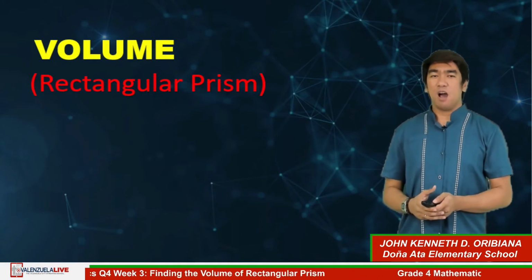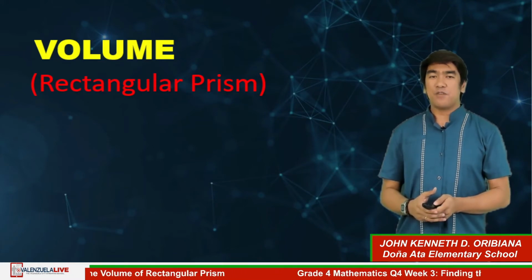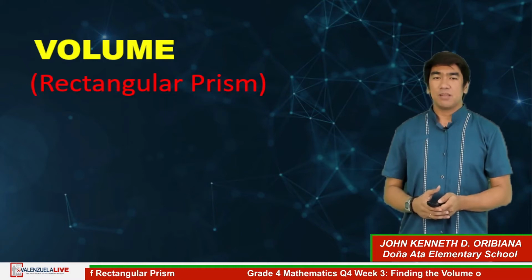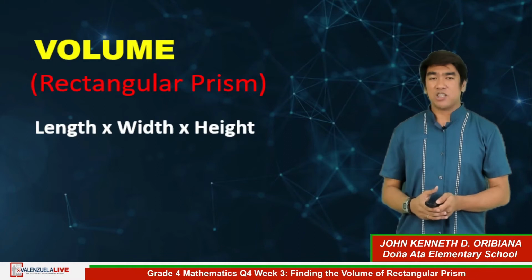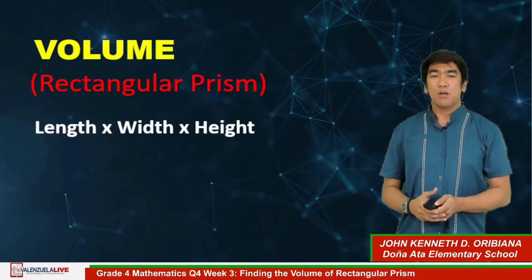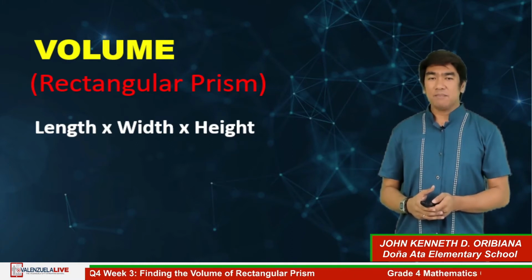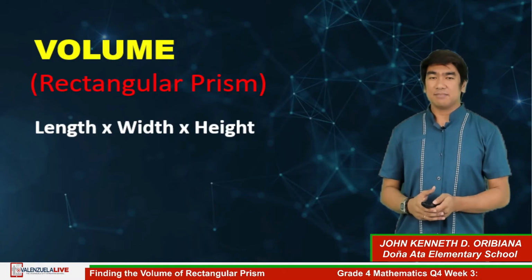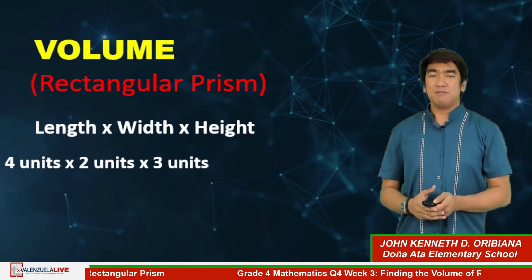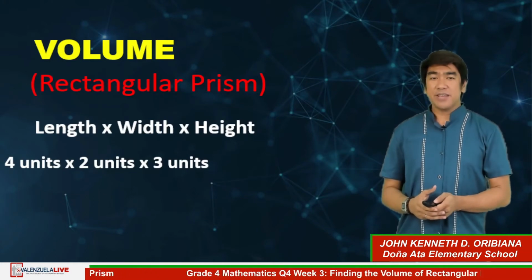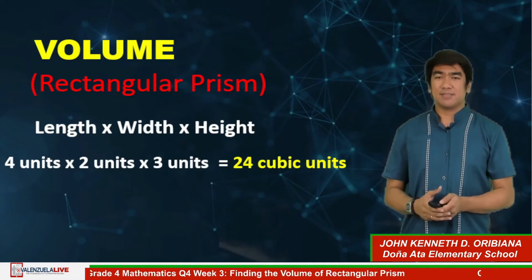Aside from counting cubic units, we can also use the formula in getting the volume of a rectangular prism. The volume of a rectangular prism is the product of the 3 dimensions, namely length, width, and height. So that would be equal to length times width times height. Therefore, 4 units times 2 units times 3 units is equal to 24 cubic units.